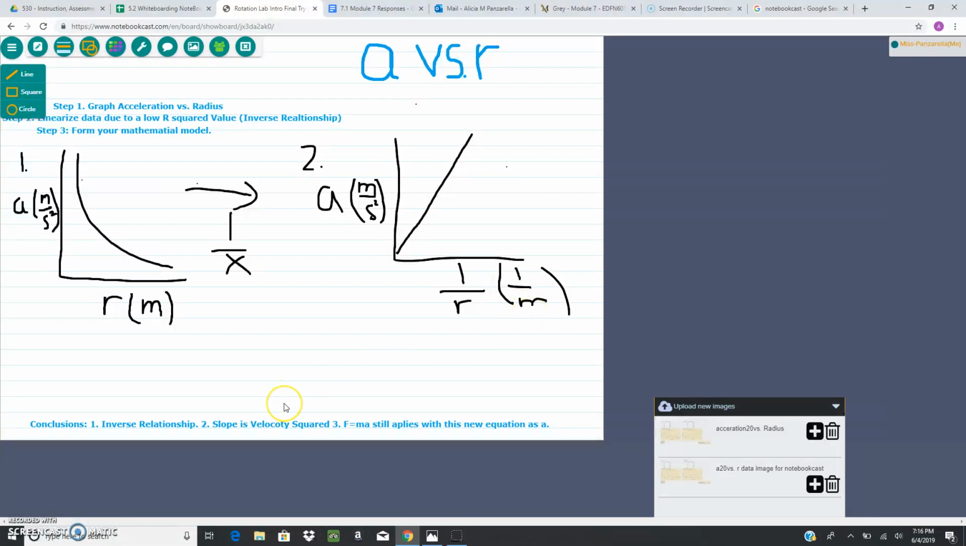And then at the bottom here, we see that I have my conclusion. So I did conclude that it was an inverse relationship. My slope is my velocity squared. And my F equals ma equation still applies in this new equation as the acceleration. But this conclusion doesn't make sense if I don't include my mathematical model. So what I can do is go ahead and add in a text. Nope, that's not what I want. There we go. Now let's go ahead and add in a text.